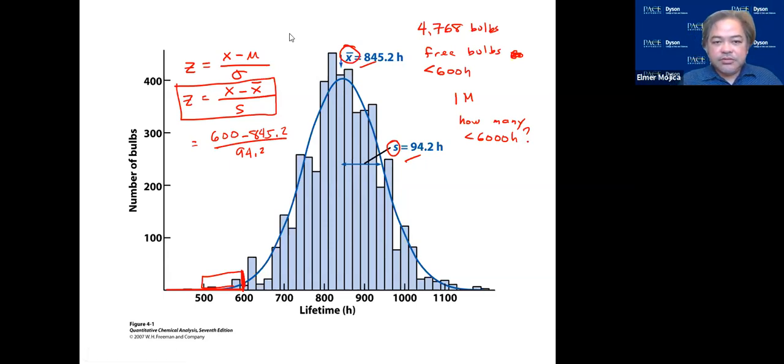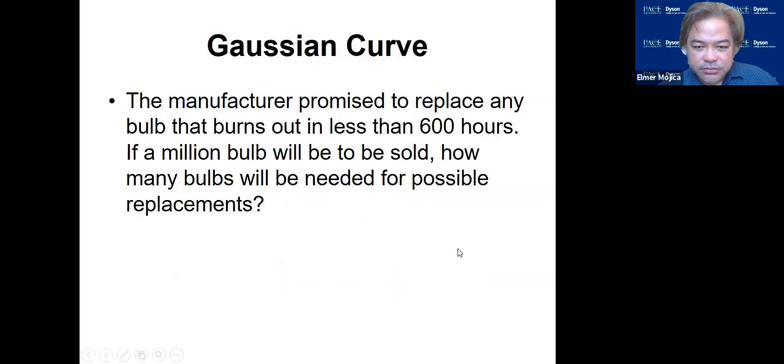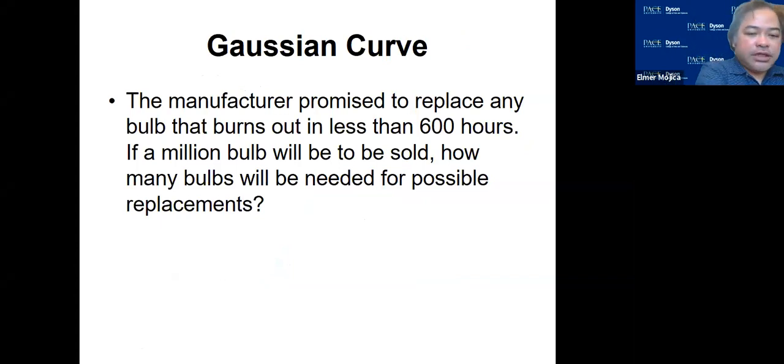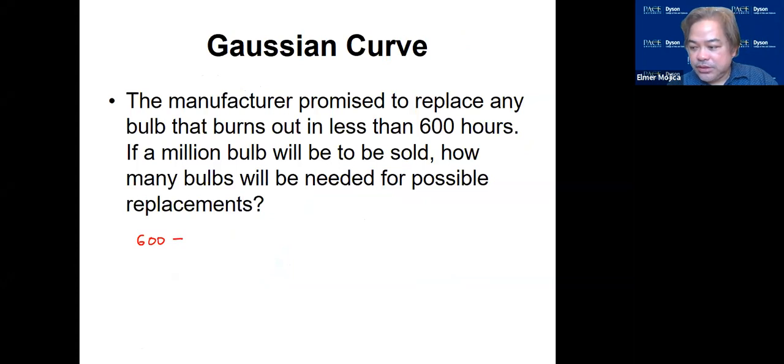Okay? What do we get if we have this calculation? So if we're going to look at this, I think the main problem that we have here is listed in the later slide. So if we're going to look at the way that we're going to solve this, okay? So you're going to have the one that I have listed there, the 600 minus the average, which is 845.2 divided by 94.2. And if you're going to do it, you're going to get 2.60.